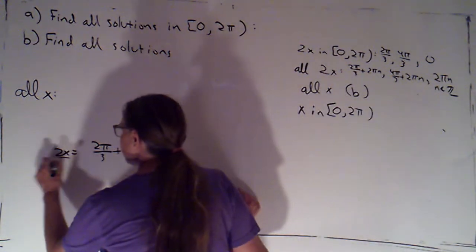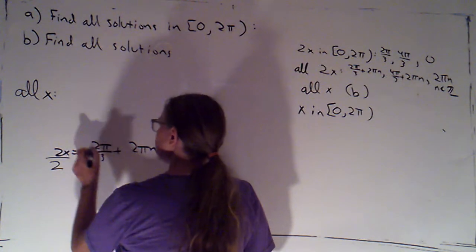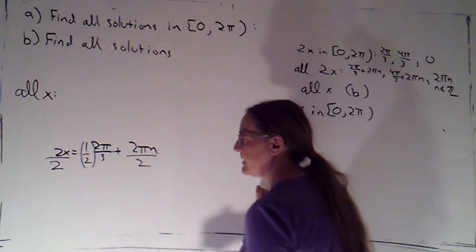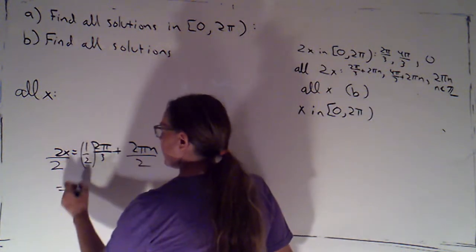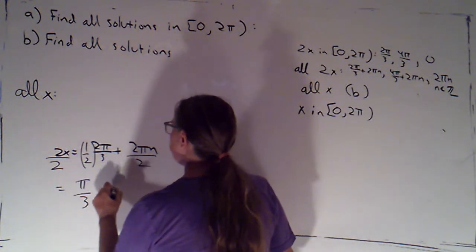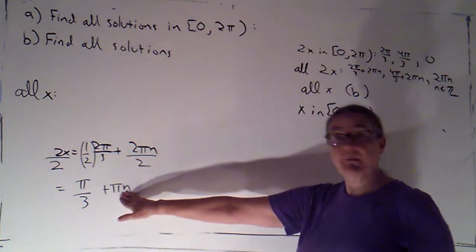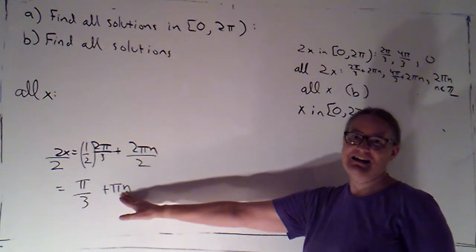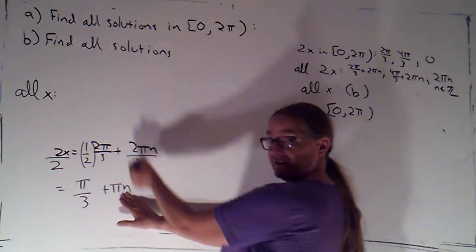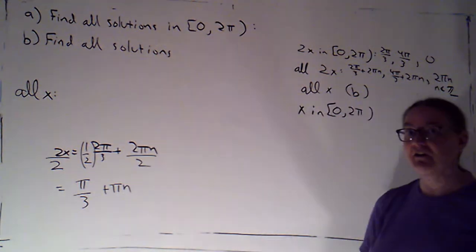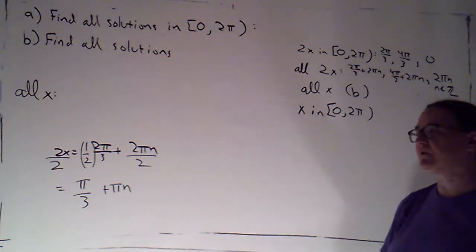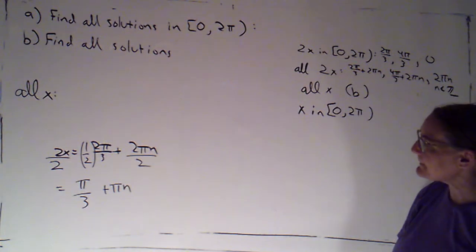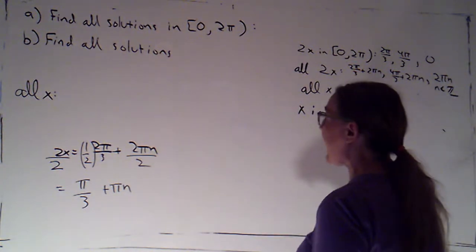Now notice, if I divide through by 2, here I might write that as multiplying by 1/2, and here I can write that as dividing by 2. Those 2's will cancel, so I'm going to get pi over 3 plus pi n. Notice now I'm adding a multiple of pi. That's the period for cosine of 2x. So this adjusts so that I'm not adding the period for cosine of x, I'm adding the period for cosine of 2x, which is what showed up in my equation. Okay, so I get that.